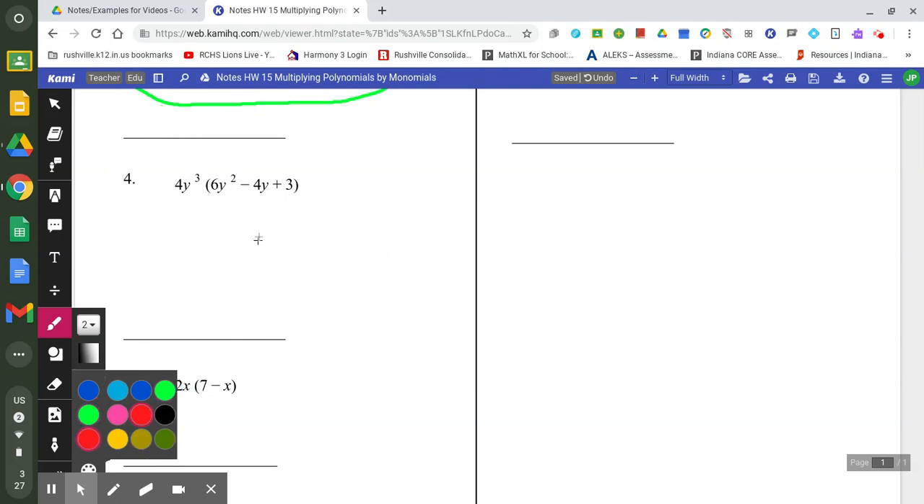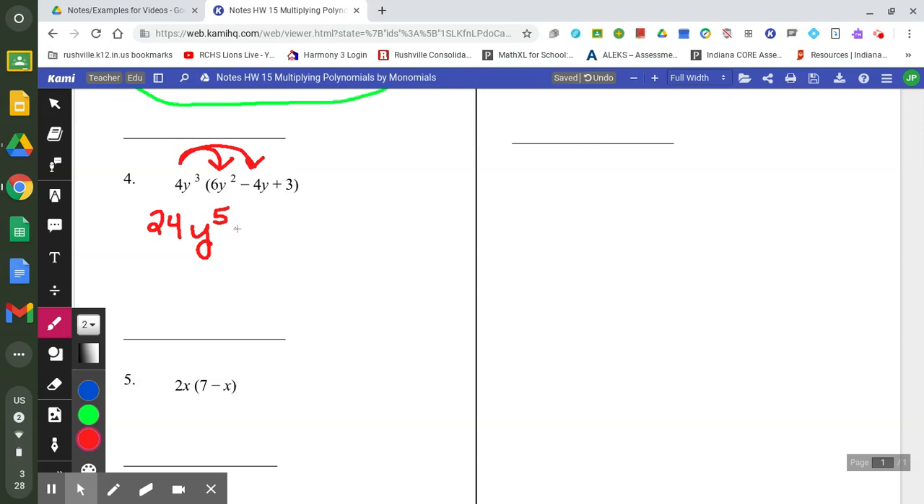Number 4, 4y to the third times 6y to the second. So I have 4 times 6 to give me 24. And then y to the third times y to the second. I add the exponents, so y to the fifth. Then 4 times negative 4, negative 16. And I have y to the third times y to the 1, so that's y to the fourth. Plus, and then I have 4 times 3 is 12, and then y to the third.